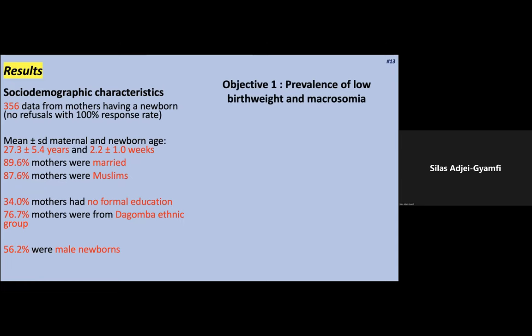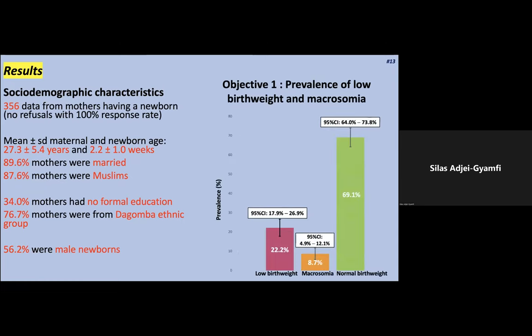In achieving the first objective, the prevalence rate of low birth weight was 22.2%, with the 95% confidence interval shown. And also the prevalence of macrosomia was about 8.7% with its confidence interval shown.